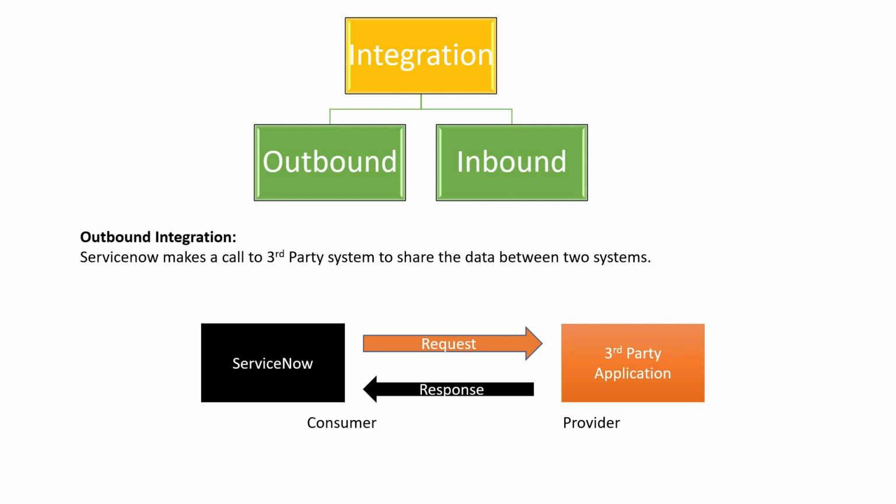For example, ServiceNow is processing one incident, so it can try to fetch some details from the third party applications. Suppose there is a Jira account. From Jira we need to get some details, so a request is sent from ServiceNow. The provider is the third party application, which gives a response to the ServiceNow side. So when ServiceNow requests third party applications, it is called an outbound integration.